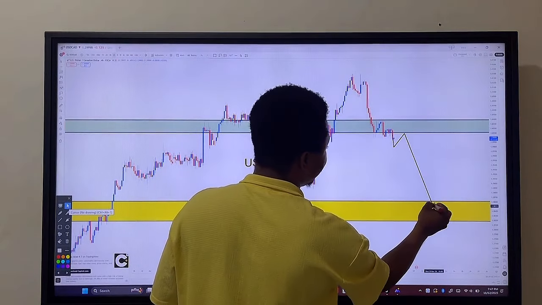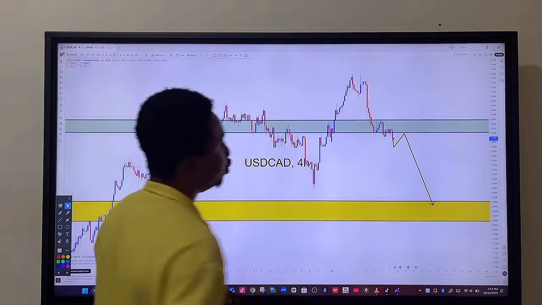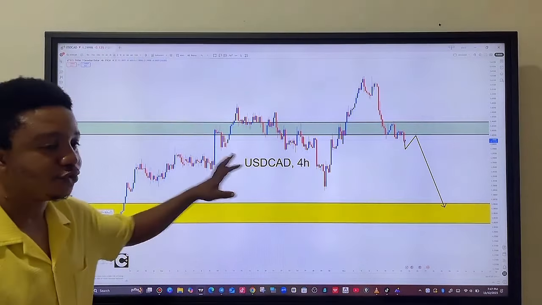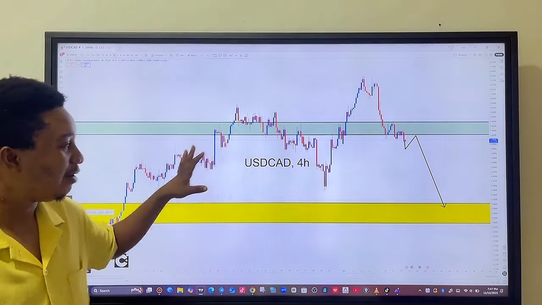So USD CAD, this is also our full and complete technical analysis. A very beautiful pair for a beautiful entry as well.